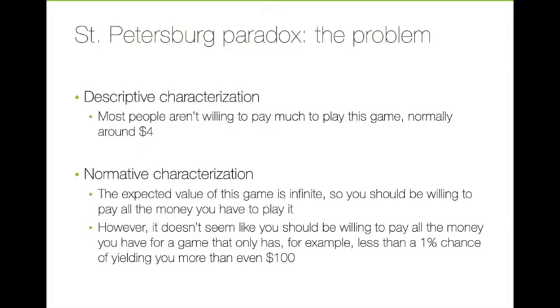As with the Allais paradox, there's a gap with the St. Petersburg paradox between what people think this gamble is worth and what our normative decision theory says the gamble is worth. So if we characterize this problem descriptively, we see that most people aren't willing to pay that much to play this game. Normally, they say they're willing to pay around $4. And that's because you basically have a 3/4 chance of winning less than $4.